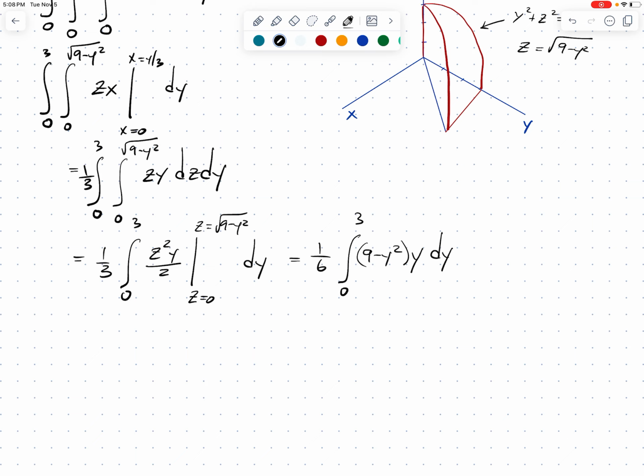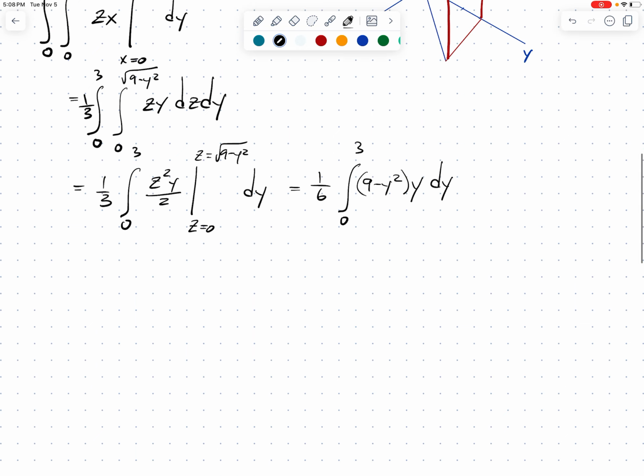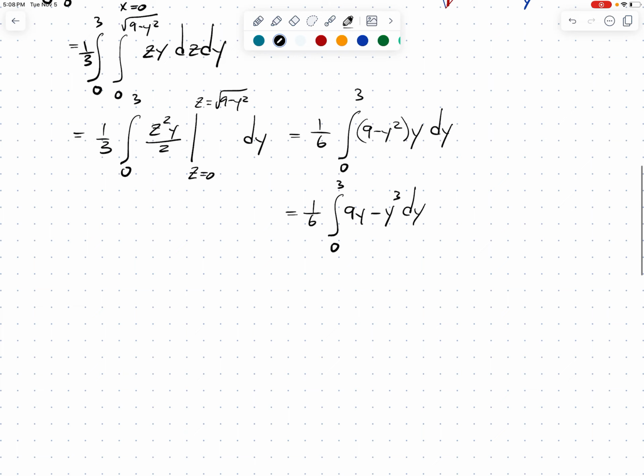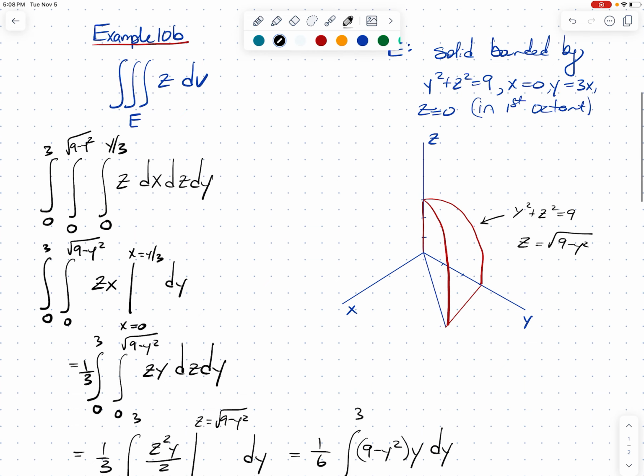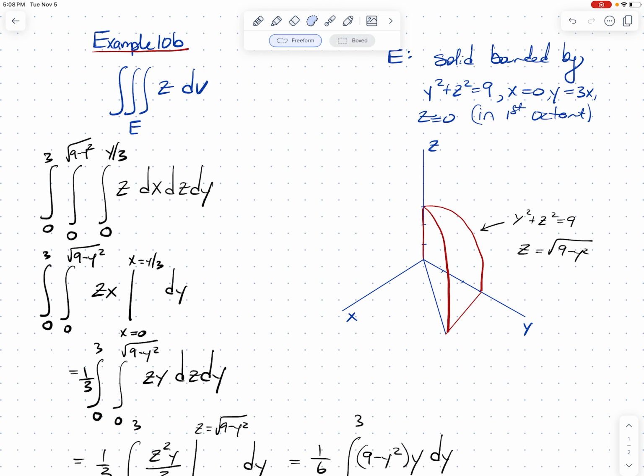When I work out integrals, I don't like things to be factored. I don't like polynomials to be factored. So I'm going to have 1/6, 0 to 3, 9y minus y cubed dy. And I'm going to let you evaluate that on your own, but you should be able to come up with 27/8 without any problem. So that's one way to do this. You can do this just directly in Cartesian coordinates.